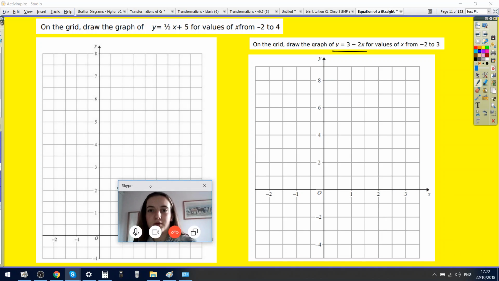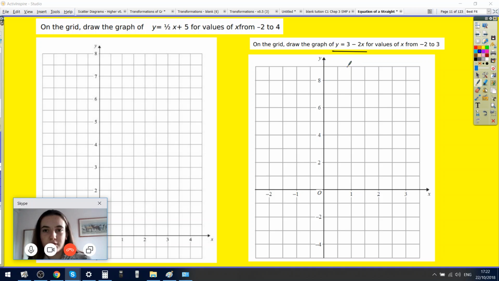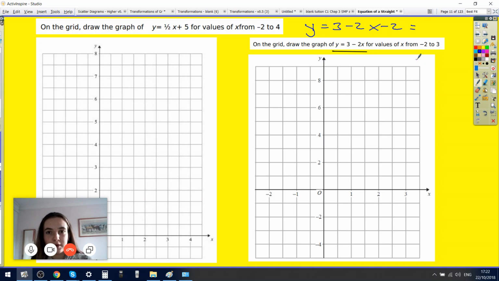Okay, so minus 2 is minus 4. So it is minus 2 times minus 2. Oh, yes, minus 2 times minus 2 is 4. And then 4 minus 3. It's not minus 3, it's 3 minus 4. So minus 2 times minus 2 became plus 4.